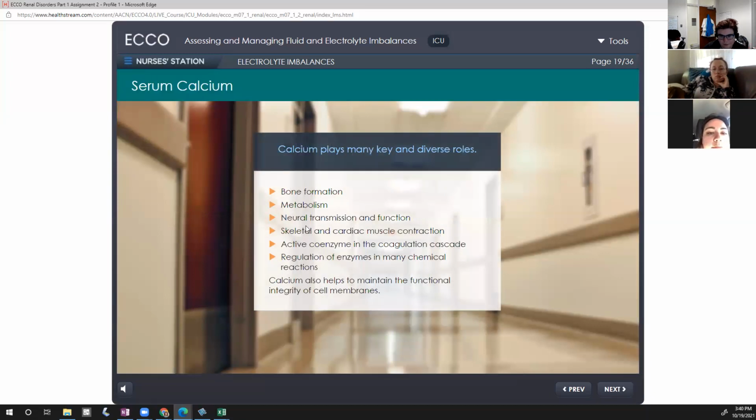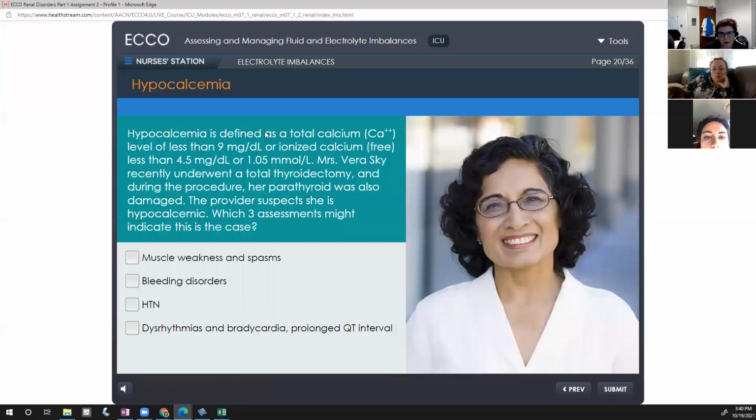Talking about calcium, I'm not going to flip through all of that part because, obviously, we're not prepping for the NCLEX, but we're prepping for the CCRN. So if you have a patient who's got a thyroidectomy, their parathyroid was damaged, what 3 assessments might indicate that you have hypocalcemia?